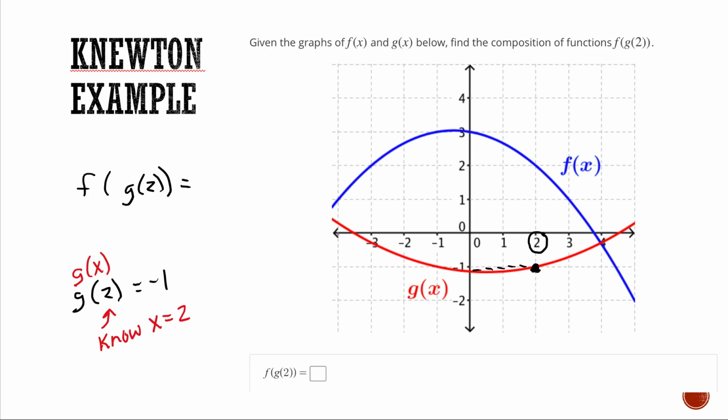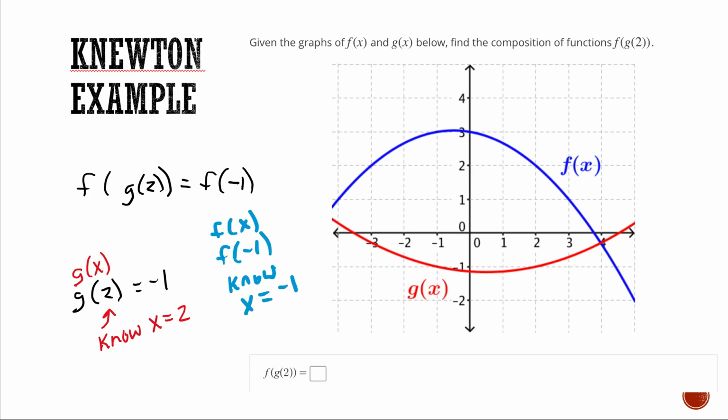So what I can do now is come back to my problem and substitute in for g of 2. I can say I know that g of 2 is -1. Okay, so from there, I need to now find f of -1. All right, so we're looking at the blue graph. Again, remember f of -1 is normally f of x. So again, we know that the x is being played by a -1.